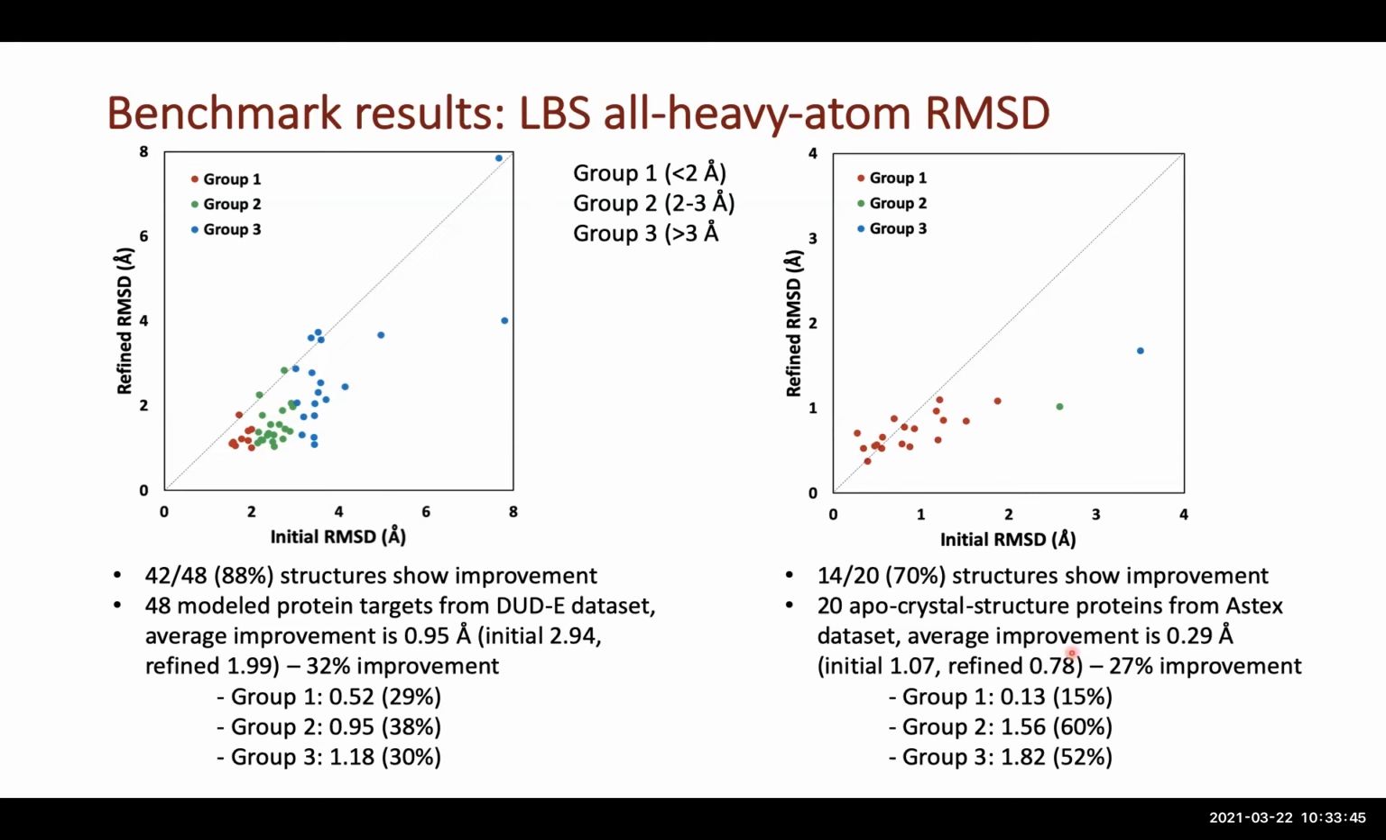Because of that, we don't see a lot of improvements or a lot of differences before and after refinement. And this has been reported through a number of studies where the differences between apo and holo conformations tend to come from the side chain orientations, but not so much as the alpha carbon conformations.